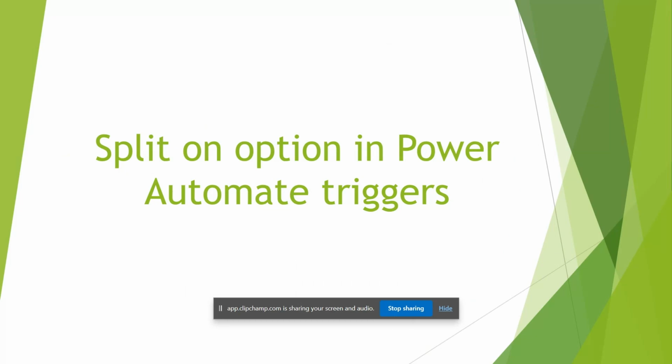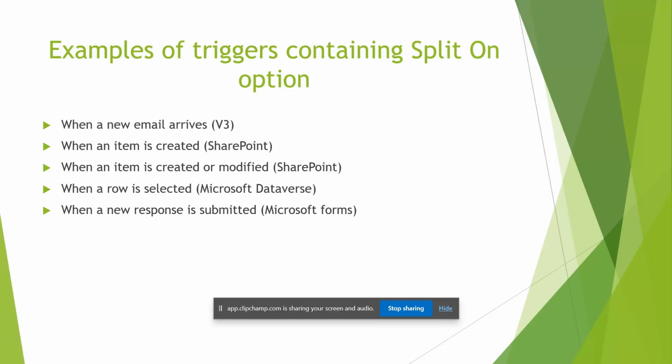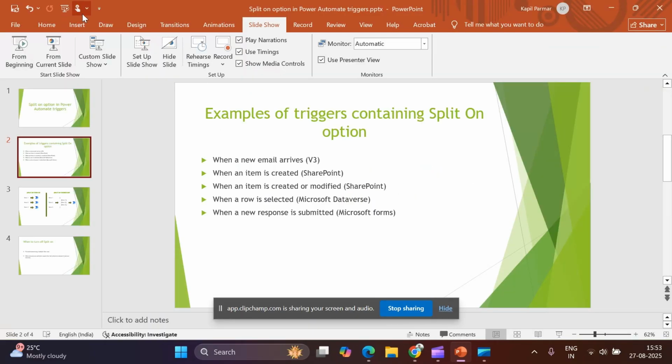Hi everyone. In this video, I'm going to explain the split on option which is there in some of the Power Automate triggers. Here I have listed some of the triggers which have the split on option, but the same option can be found in many other triggers also. So now we'll see this option in an actual flow.